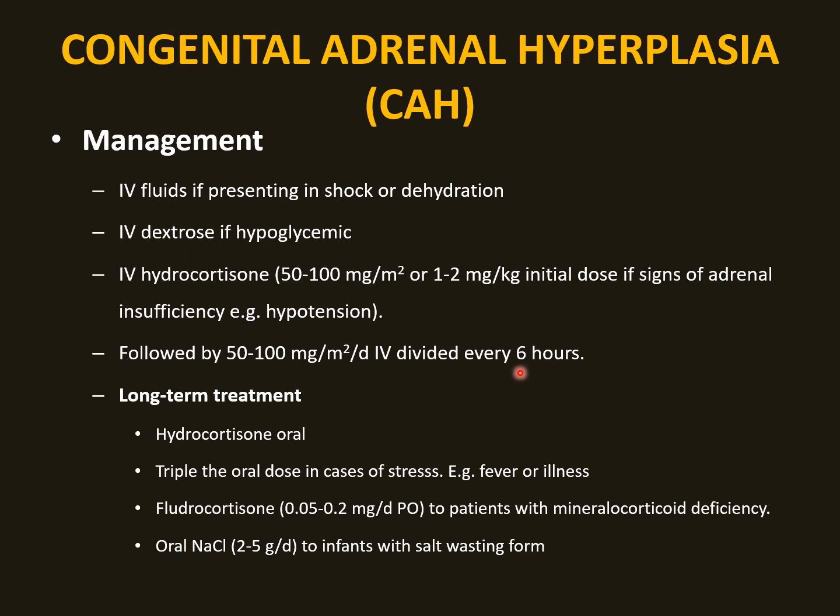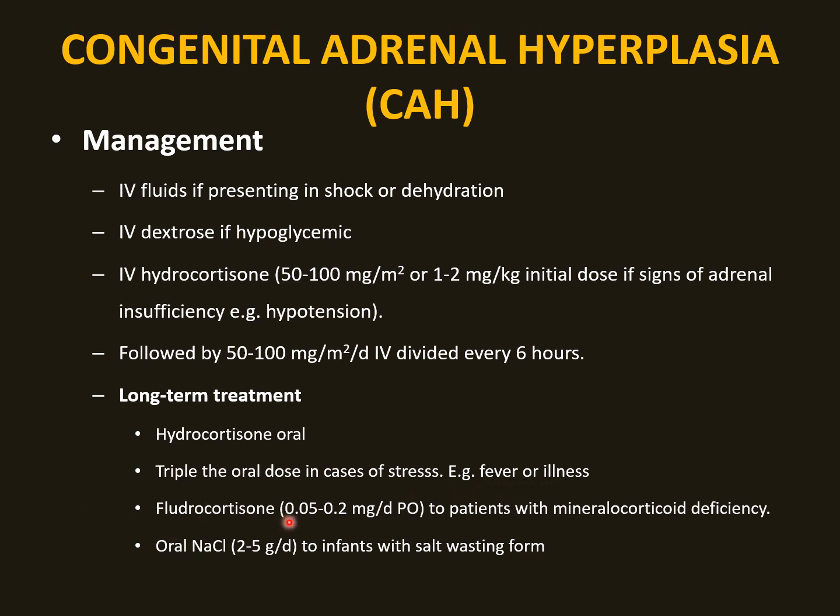until the crisis resolves. Long-term management: hydrocortisone oral, not preferred over the other steroids. Hydrocortisone is the best option. Triple the dose in cases of stress or illness. This is very important to prevent adrenal crisis, fever or illness, or if the child is feeling sick.